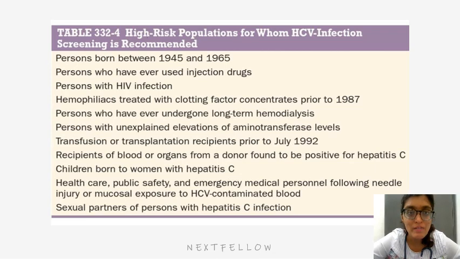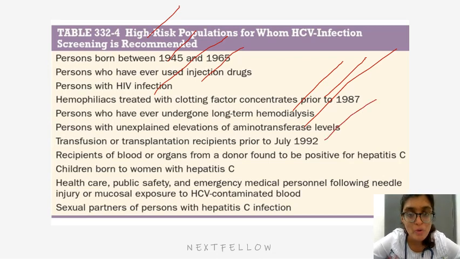High-risk populations in whom HCV infection screening is recommended are persons born between 1945 and 1965, persons who have ever used injection drugs, persons with HIV infection, hemophiliacs treated with clotting factor concentrates prior to 1987, persons who have ever undergone long-term hemodialysis, persons with unexplained elevation of aminotransferase levels, transfusion or transplant recipients prior to July 1992, recipients of blood or organs from a donor found to be positive for hepatitis C, children born to women with hepatitis C, healthcare, public safety, and emergency medical personnel following needle injury or mucosal exposure to HCV contaminated blood, and sexual partners of persons with hepatitis C infection.